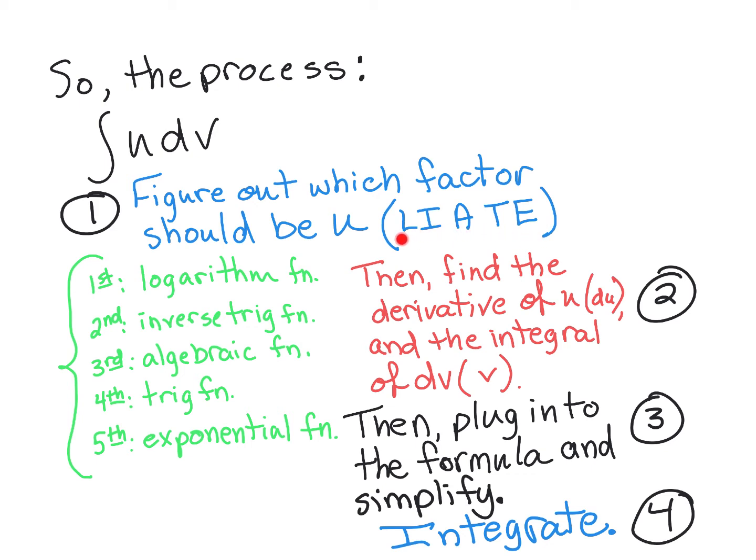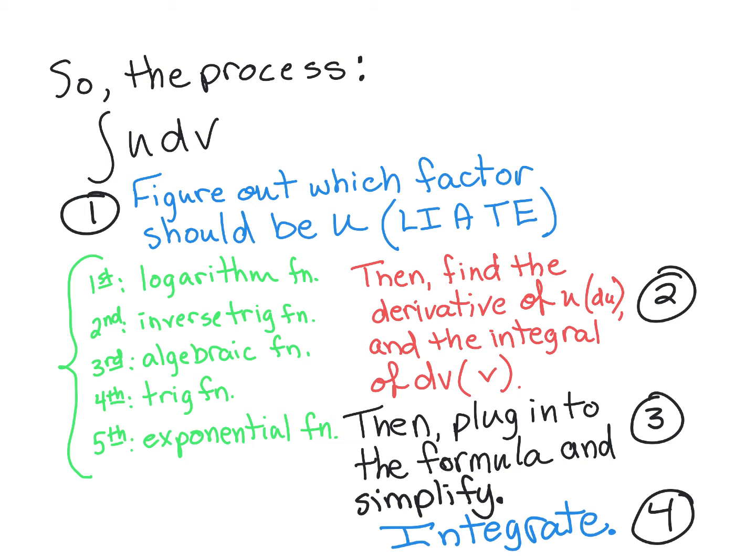L stands for logarithm. If you have a logarithm in your integrand, it must be the u. That's your first choice. If there's no logarithm, you look for an inverse trig function. That would be your second choice to set equal to u. If you don't have either of those, you're going to go for the algebraic term. That's just the polynomial part. Fourth choice is a trig function. Fifth and last choice, and almost never happens, you would set your exponential function equal to u. But you're never going to get here. You usually don't even get here unless it's a trig function times an exponential.